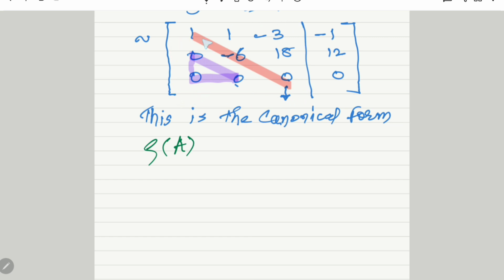Number of non-zero rows. First row is non-zero row. Second is also non-zero row. Third row is a 0 row, as all are 0 elements. And therefore, we write down the rank of that matrix as 2.